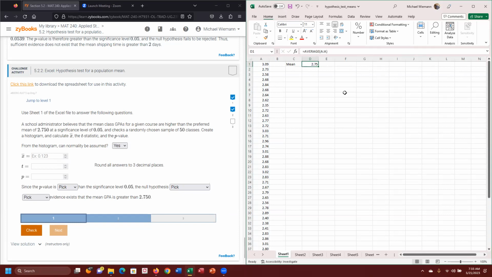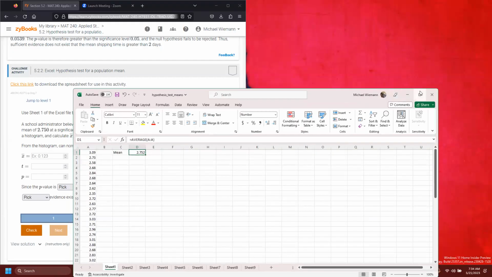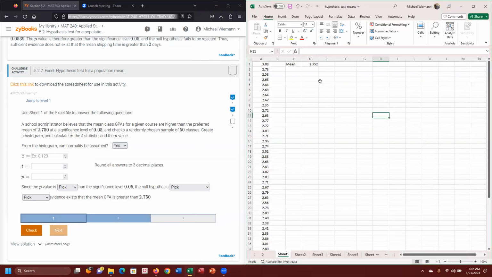Now, they want 3 decimal places on this. So I am going to expand, if I can get this up here. Here we go. I am going to increase that value. So I need to increase the decimal place. I'm going to do that on your ribbon here, increase it by 1. That way now I've got it to 2.752. Bring that back over here. So now I've got my mean as 2.752.